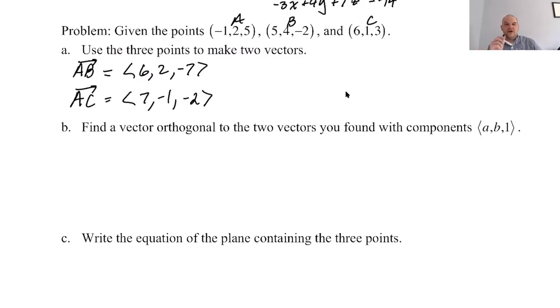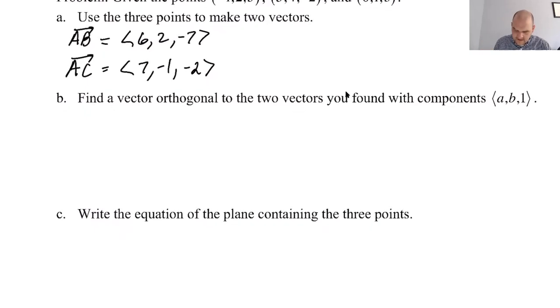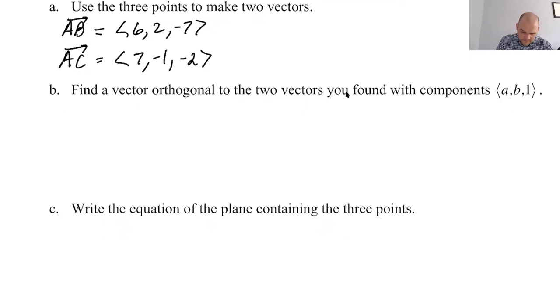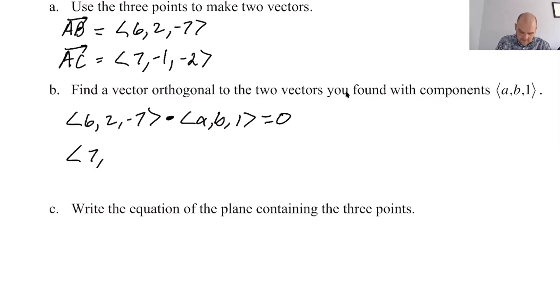Now we're using two vectors, so I need two things to be true. I need 6, 2, negative 7 dot a, b, 1 equals 0. But I also need 7, negative 1, negative 2 dot a, b, 1 equals 0. If I had done, for the top equation, a comma 2 comma 1, I could solve that equation. I could do the dot product, set it equal to 0, and solve for a.